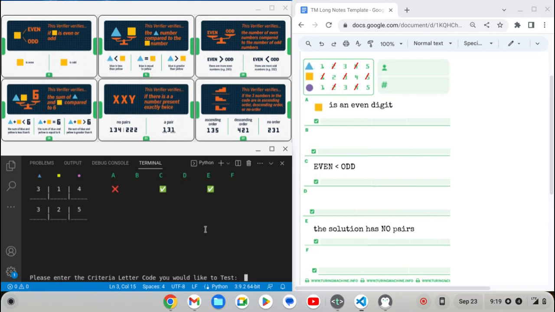Okay, so let's go ahead and test. Let's test criteria card D. So it is true that the sum of the first two digits is less than 6. Let's type that up in our notes for section D. And again, that's where triangle plus square is less than 6.